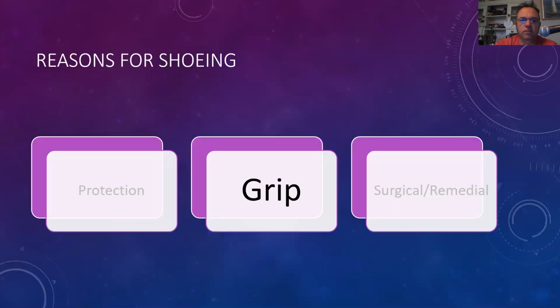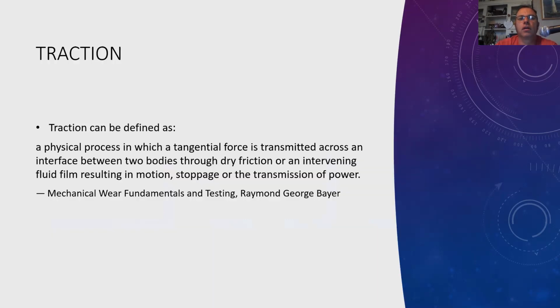So when we go back to last block and we learned about the reasons for shoeing, obviously the second main reason for shoeing horses is for grip. Okay, grip is traction. Quick definition of the word traction. Traction can be defined as a physical process in which tangible force is transmitted across an interface between two bodies through dry friction or an intervening fluid film, resulting in motion, stoppage or transmission of power. Obviously, that's an engineering or scientific definition. For us, traction means where the ground surface of the foot hits the ground surface and how it reacts with that ground surface.